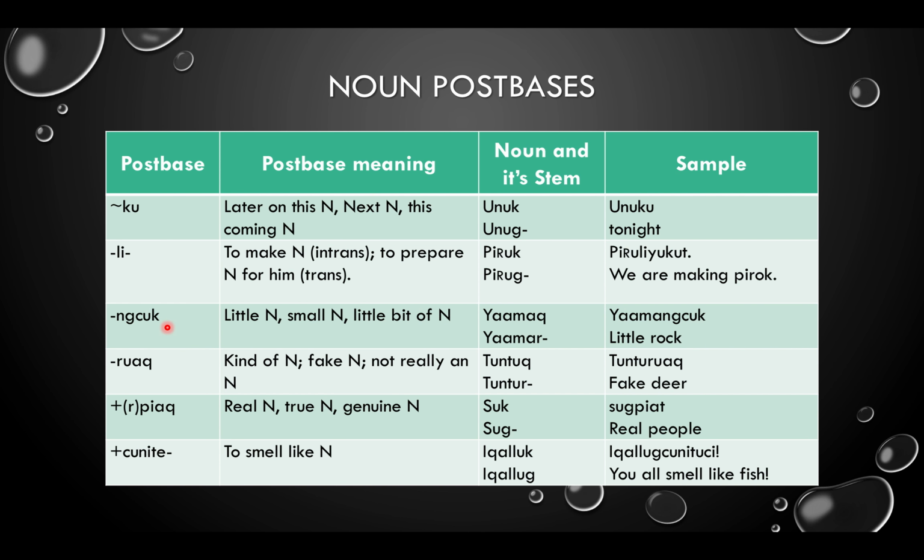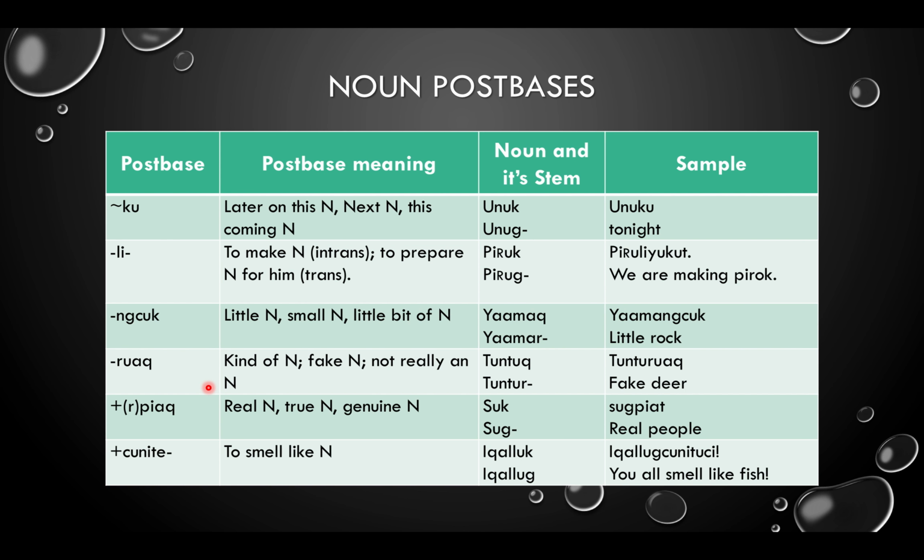Here's one you're probably familiar with, a minus postbase, ungjuk, which means little, small, or a little bit of a noun. And we're going to use it on yamak. Yamak is an R ending stem. Now, the minus postbase takes off the R, and we just have yamangjuk, little rock.